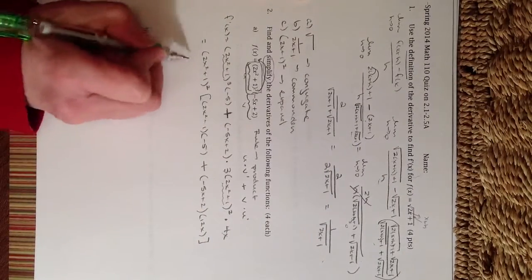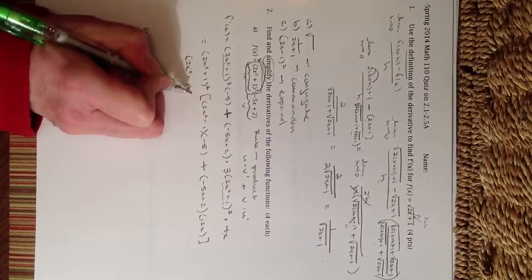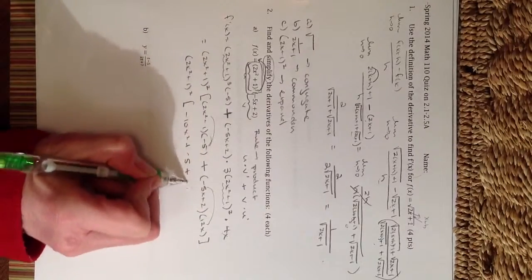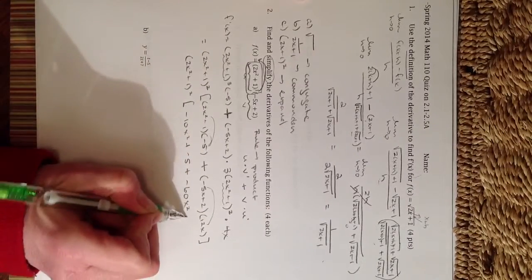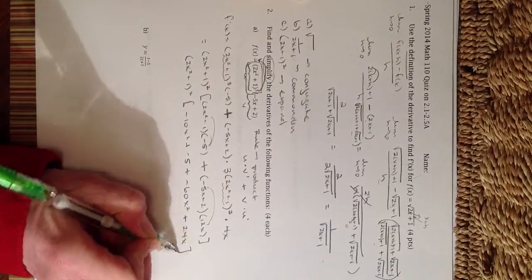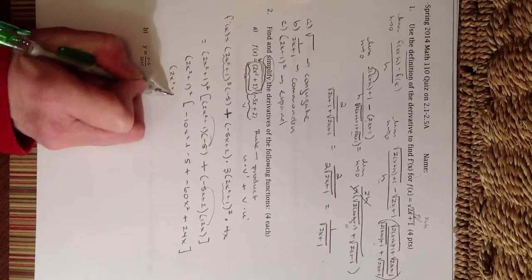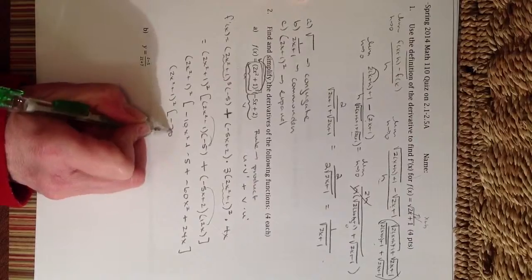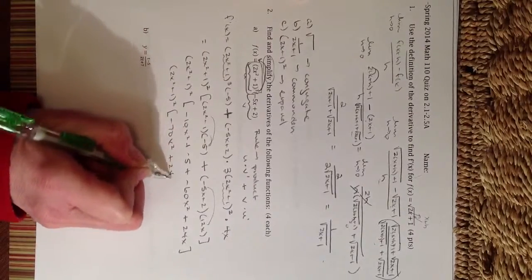And then you need to distribute and combine inside the brackets. If you distributed here, you'd have -10x squared plus -5. And here you'd have -60x squared plus 24x. When you put it all together, 2x squared plus 1 squared, combine your x squareds: -70x squared plus 24x minus 5.